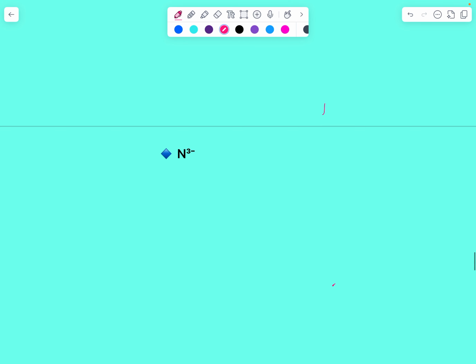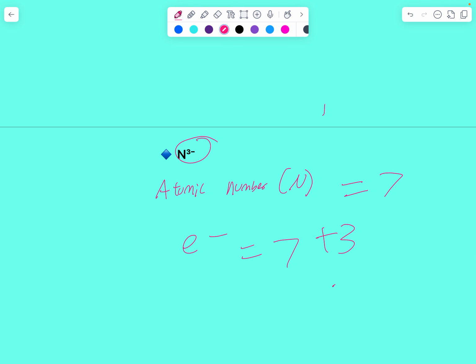N3 minus. Let's find the protons. Okay, so we got an atomic number. Instead of writing atomic number, you may just see it written like that. That would be 7 on the periodic table. To get electrons, you're going to take the atomic number and +3. Make this the opposite. It's not -3, it's going to be +3. So electrons would be 10.